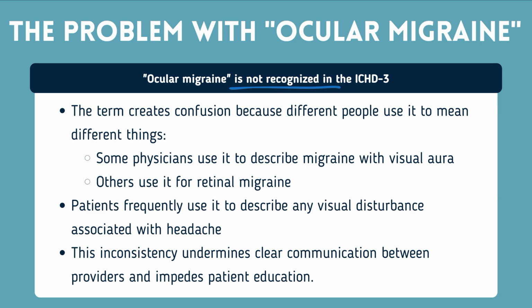Some use it to describe migraine with visual aura, a legitimate diagnosis. Others use it for retinal migraine, another legitimate diagnosis. And patients often use it as a catch-all term for any visual disturbance they experience in association with a headache. This inconsistency isn't about semantics, but the fact that it results in confusion and may result in clinical errors because the prognosis and management for these conditions are different. Furthermore, using non-standard terminology in medical records creates serious problems, including the inability to perform research properly.